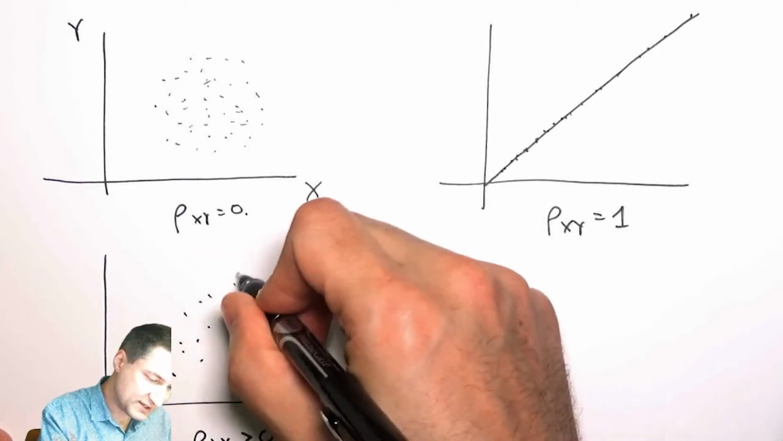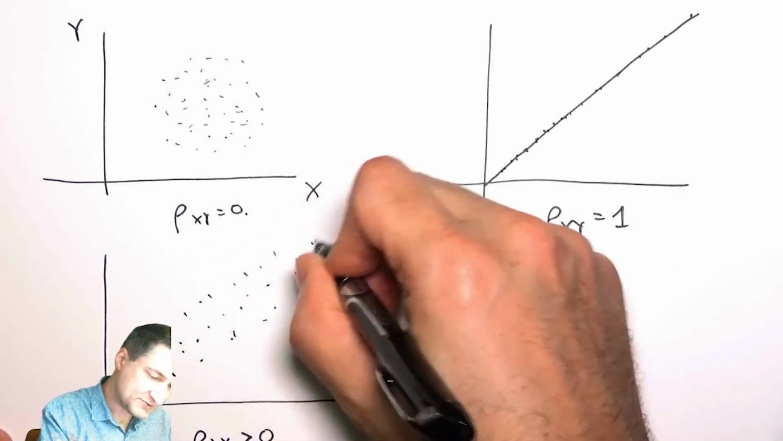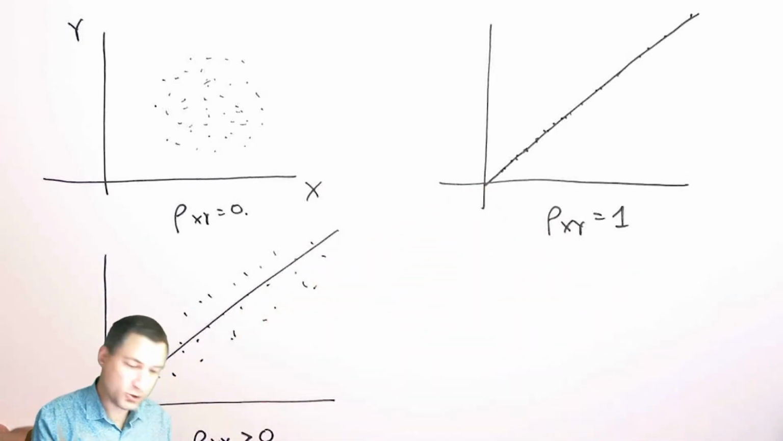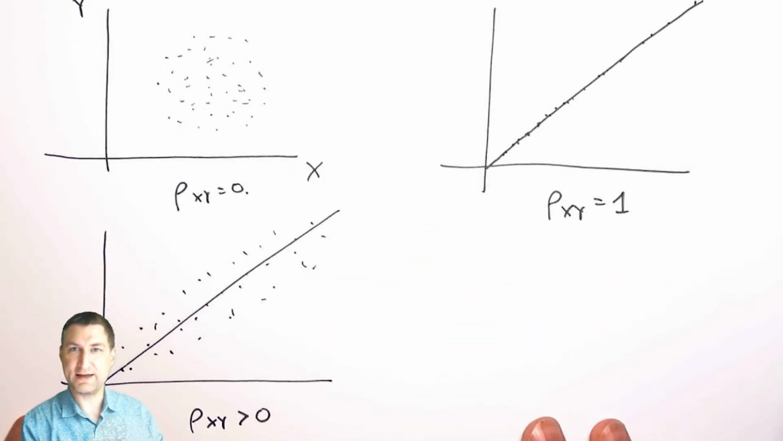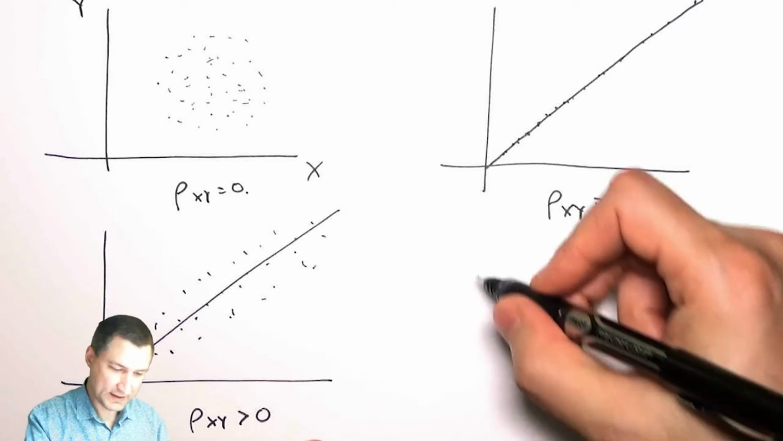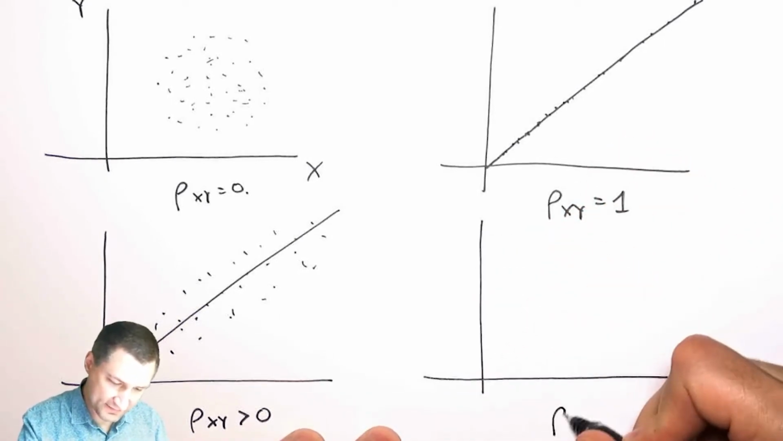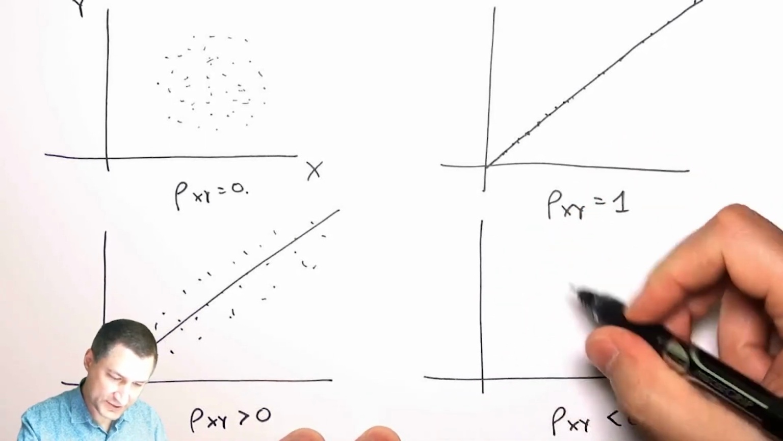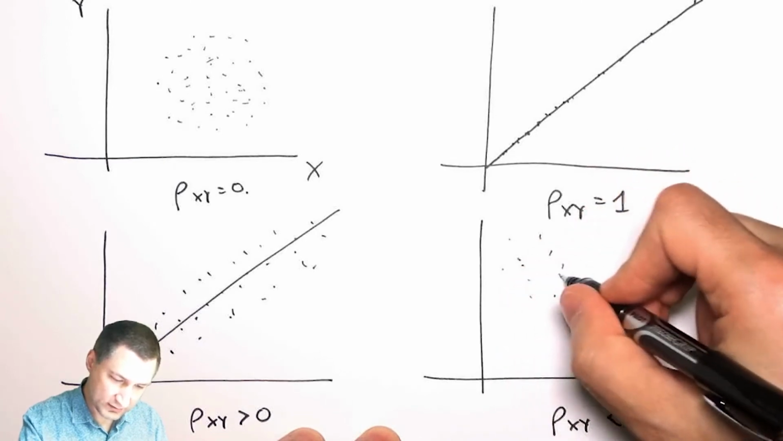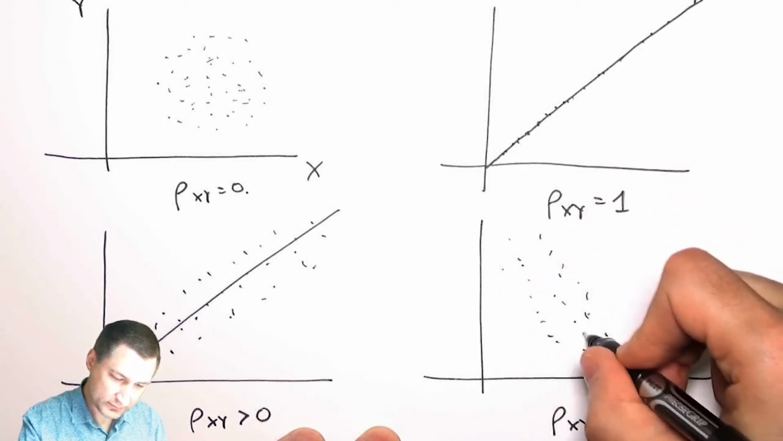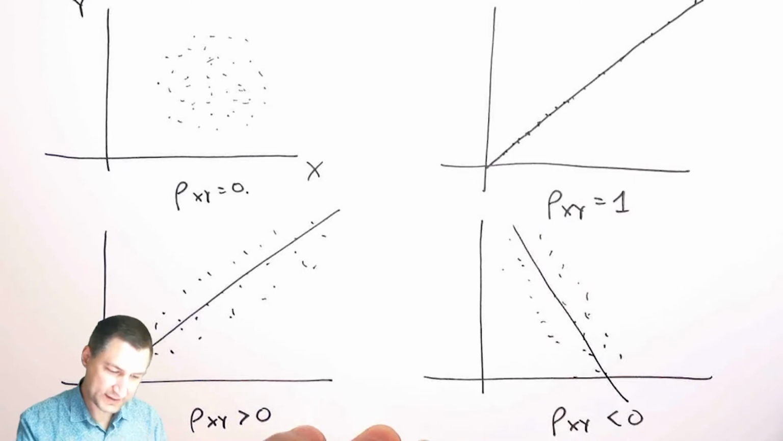where there's randomness in both variables, and the slope, if I were to draw a best fit line through there, is positive. And the other way around, if I have a negative correlation coefficient, then things are more like this, something like that. Okay.